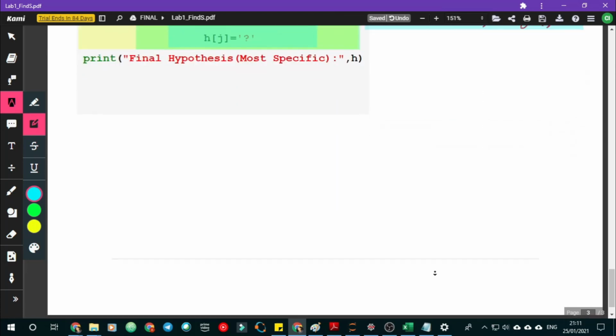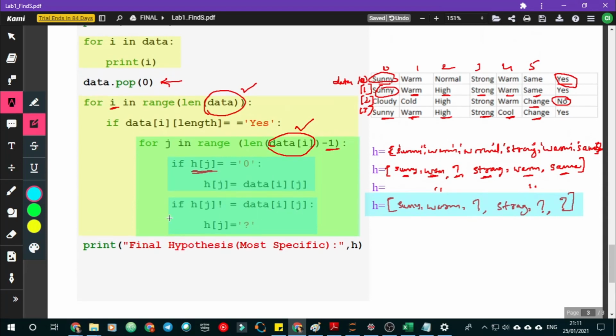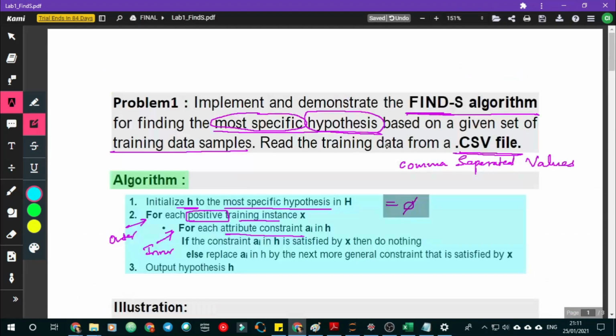And this is the Find-S algorithm, and we are just printing it, like H. We are not traversing it using a for loop. There is no need to traverse through the hypothesis using a for loop. We can directly print it because it is a list object. This is regarding the Find-S algorithm.